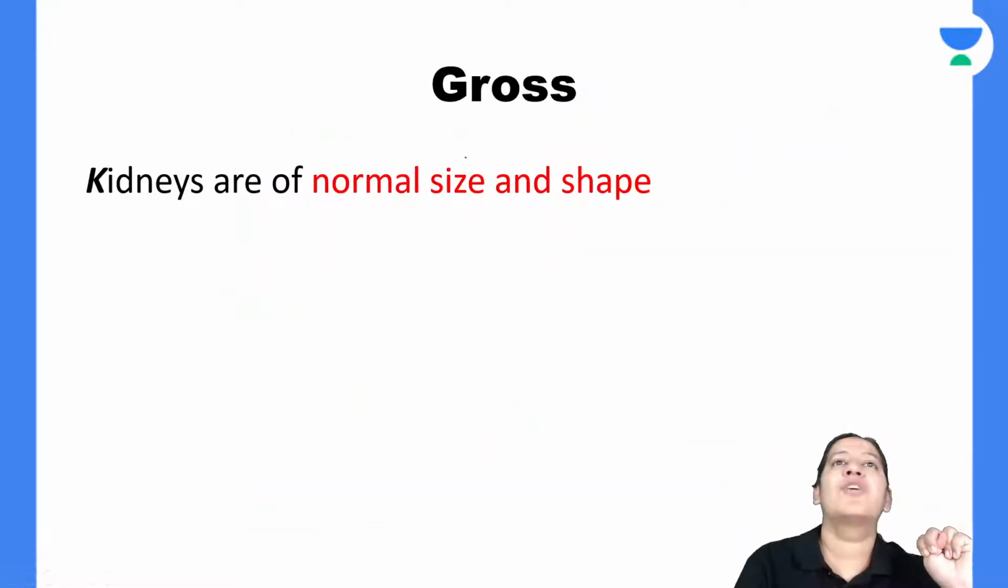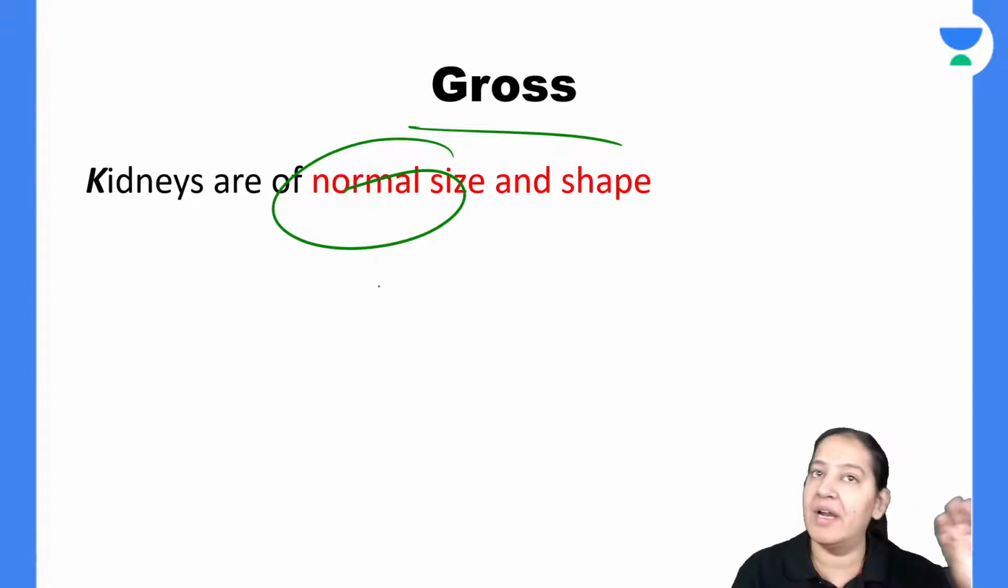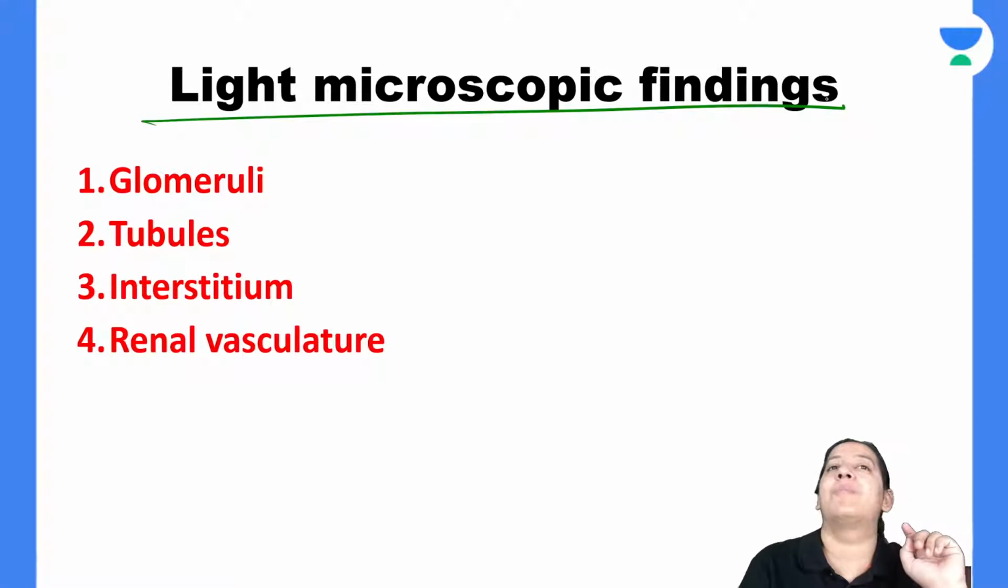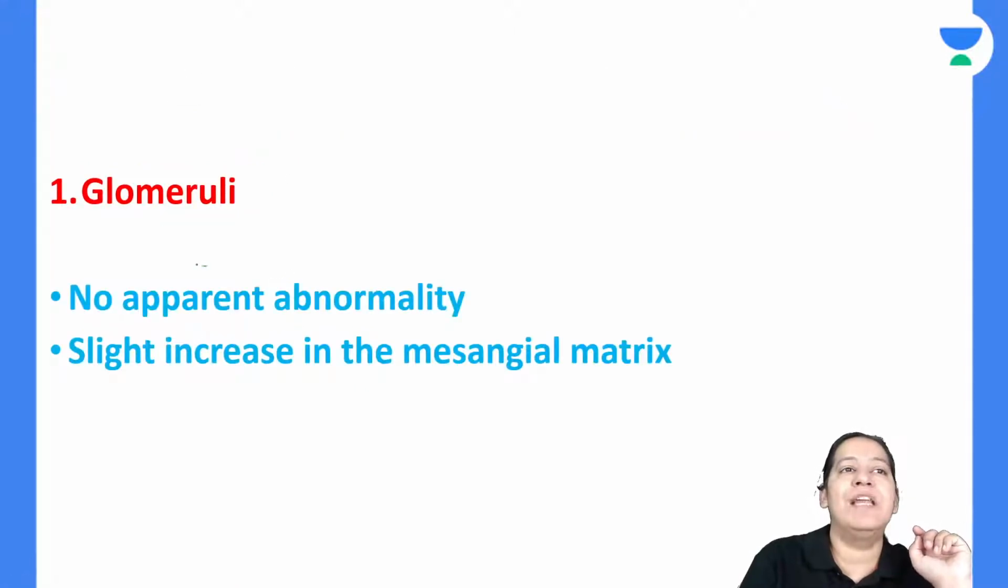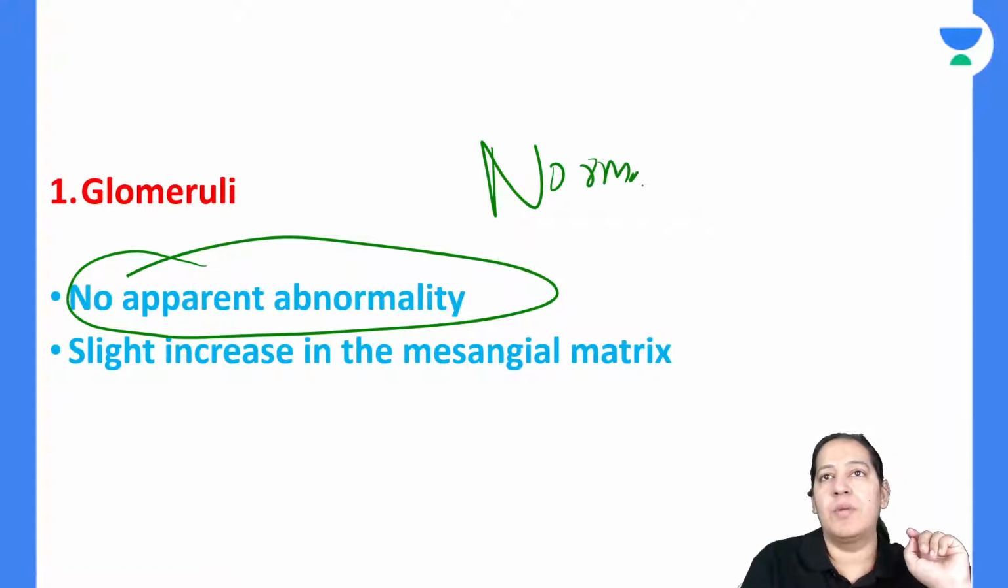Have you got it? Grossly the kidney is normal. It is not flea-bitten. It is not large white. It is a normal kidney. Microscopy: the first microscopy is the light microscopy. Light microscopy is absolutely normal. No abnormality. It is absolutely normal.